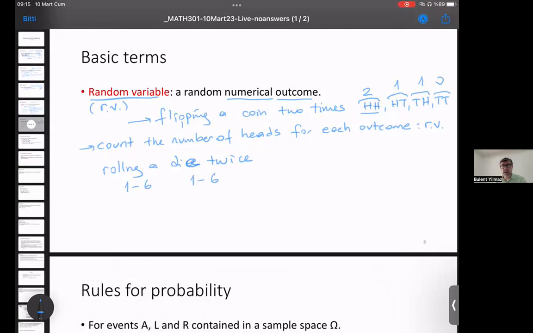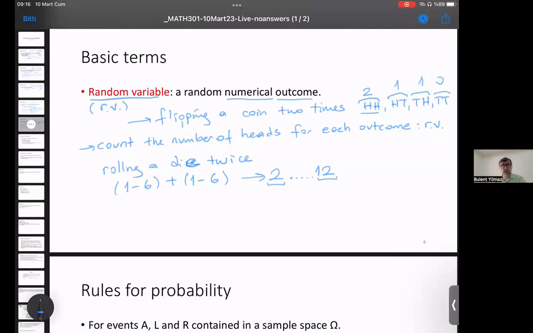What are the possible outcomes as an addition of these, arkadaşlar? What is the minimum number that I can have? It's going to be 2, right? 1, 1. What's the highest number? It will be 12. So the additions, the outcomes might be 2 to 12: 2, 3, 4, 5, 6, and so on, to 12.